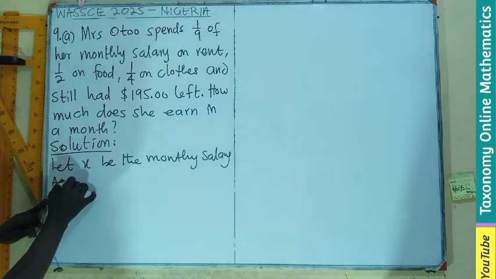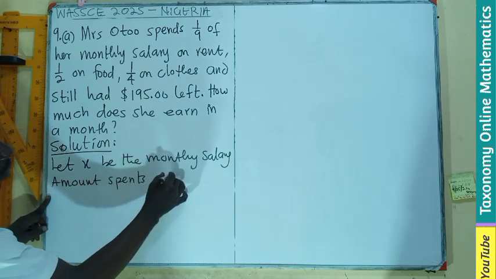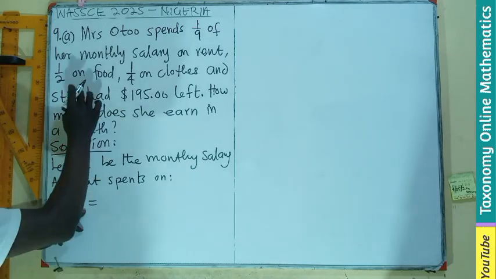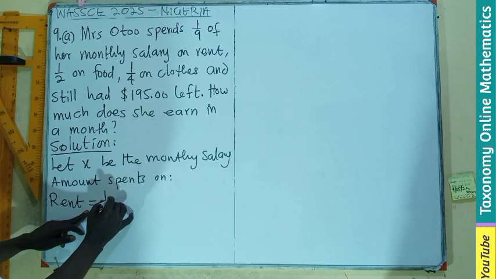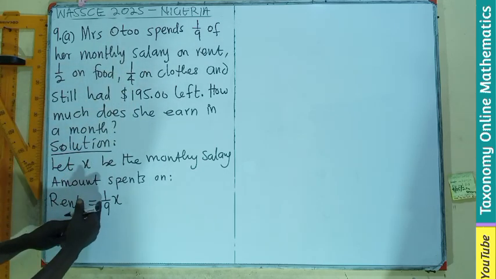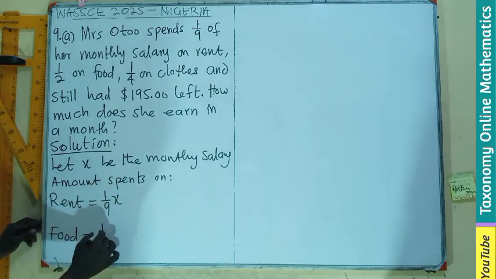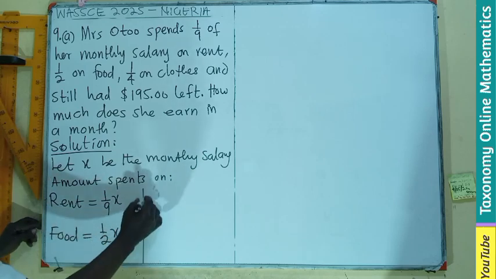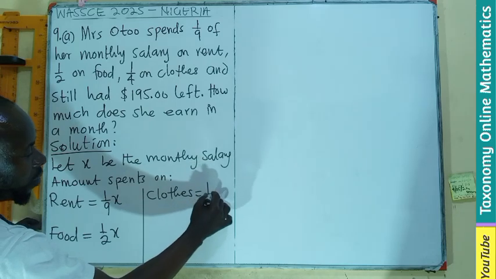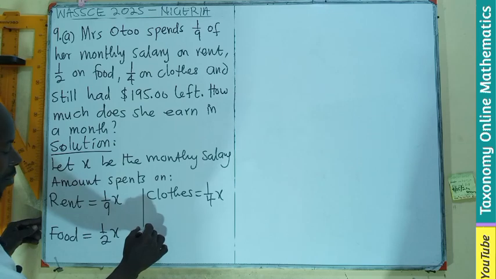The amount spent on rent is going to be 1/9 of the salary. This is the fraction he spent. So he spent 1/9 of this money. Then for food, he also spent 1/2 of this money. Then for clothing, he spent 1/4 of this, and still has an amount left.